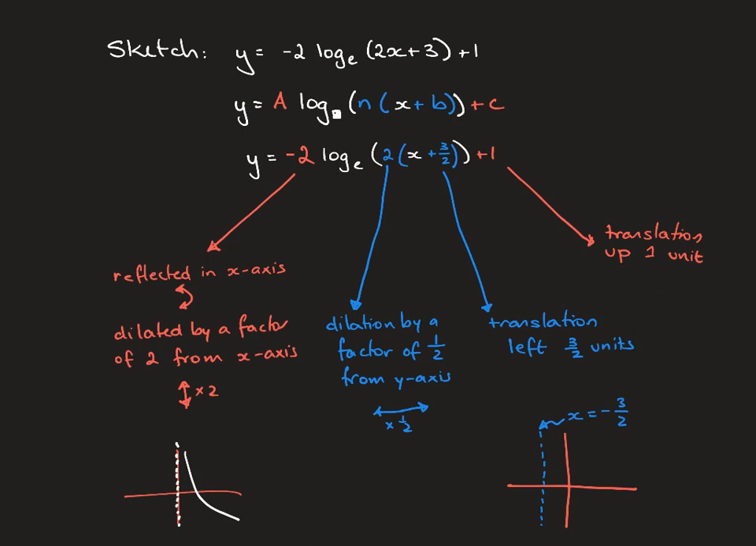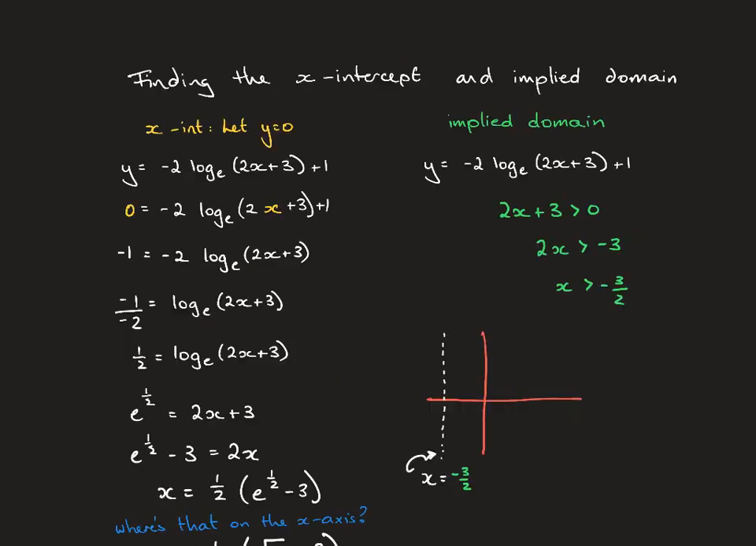So let's have a look. To be able to sketch this properly, what we need to know is, does it cut, given that it's over here, the asymptote is over here, and the shape of the graph goes down this way, it's either going to have a positive or a negative y-intercept, or it will have either a positive or a negative x-intercept. So the only way to find that out is to find the x-intercept and find the y-intercept, and then we can sketch it. So let's do that.